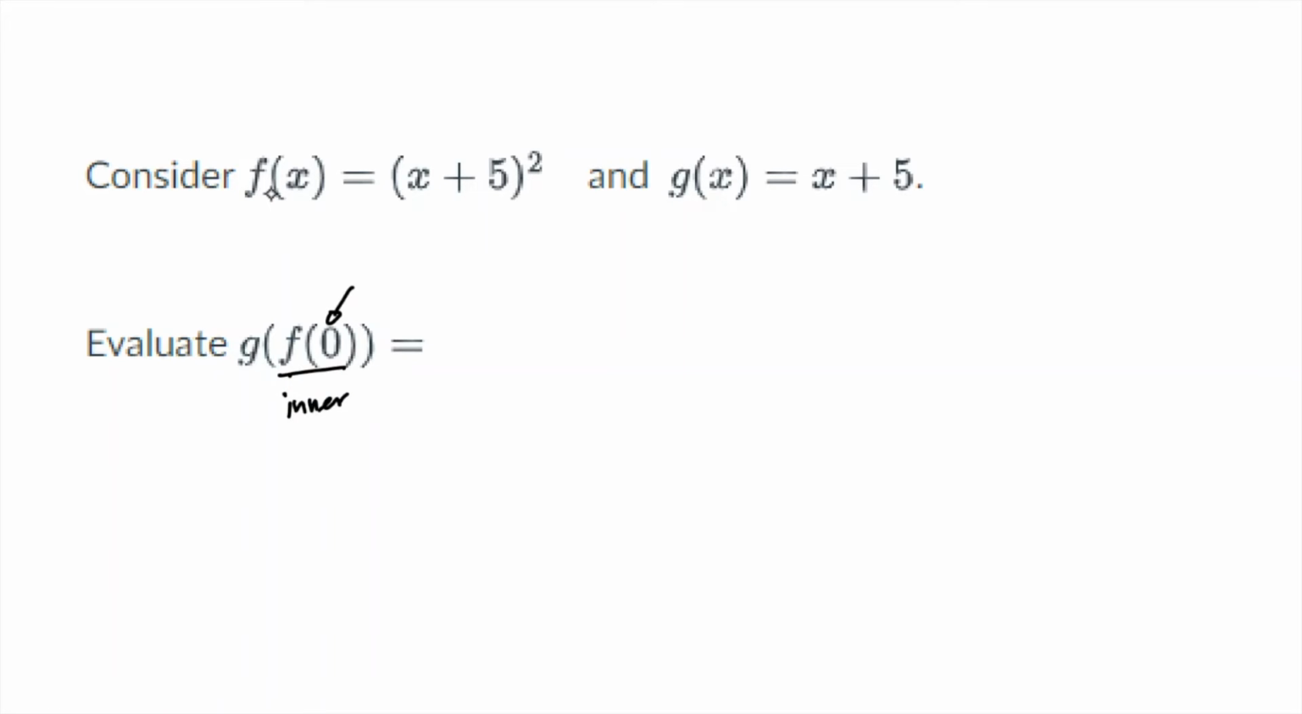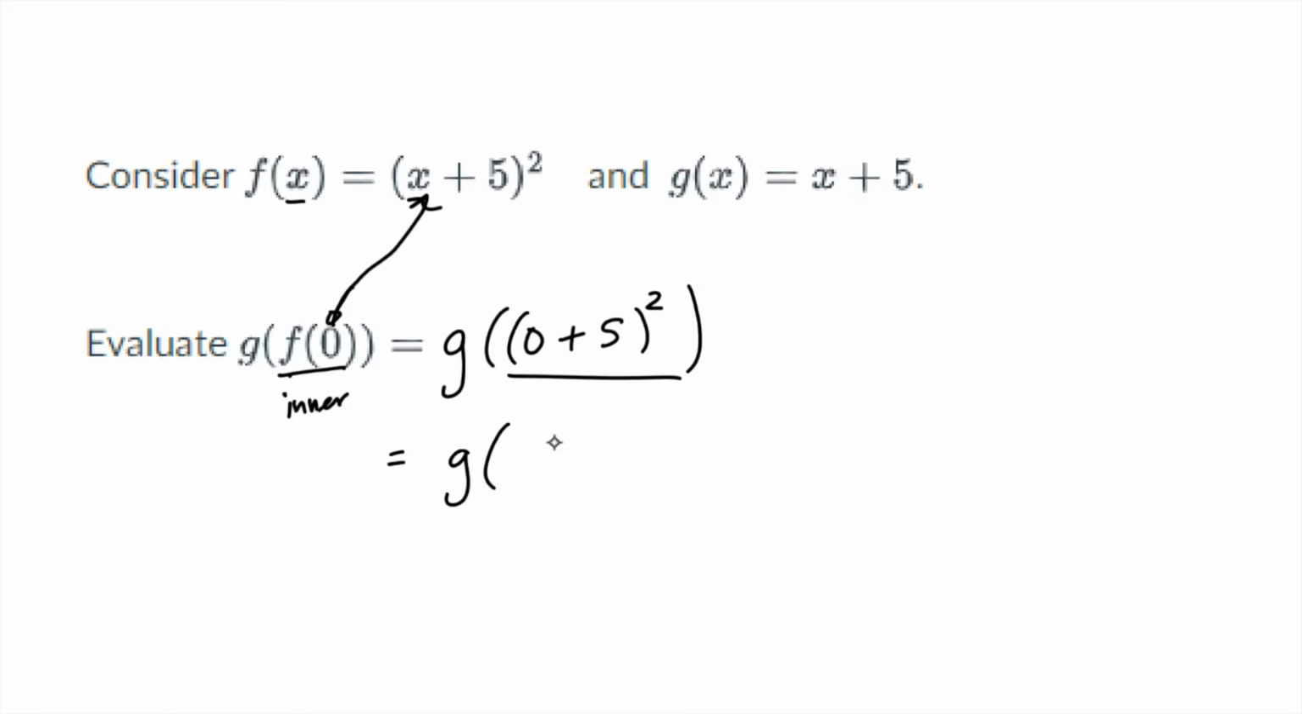So what does f of x say? It says for every x value, you say that value plus 5 then squared. So this is g of, okay, now inputting 0 into here: 0 plus 5 all squared. Now I'm going to simplify this. That's equal to g of, okay, 0 plus 5 is 5. Then we got to square it, so that's going to be equal to g of 25.